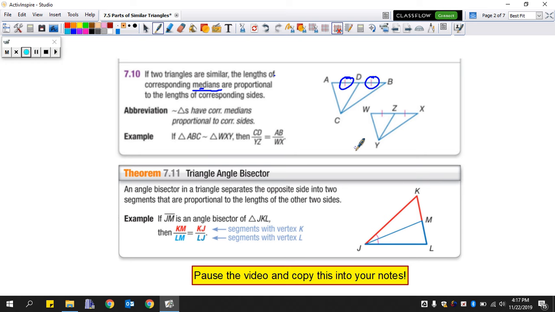The last theorem that we want to copy into our notes here is the triangle angle bisector theorem. It says that an angle bisector in a triangle separates the opposite side into two segments that are proportional to the lengths of the other two sides. In other words, the ratio of KM to LM is the same as the ratio of KJ to LJ. Pause the video and copy this into your notes.